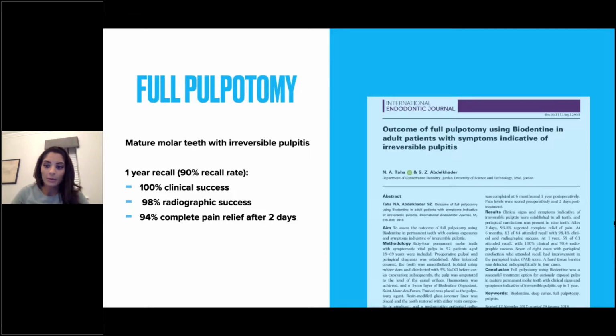But actually, the full pulpotomy procedure has also more recently been explored in mature molar teeth with irreversible pulpitis. And this is a study by Taha in 2018. And what they did was exactly that. They did a full pulpotomy using Biodentine in adult patients with symptoms of irreversible pulpitis. And at their 1-year recall, they had quite a good recall rate here, and they had 100% clinical success, 98% radiographic success. And these patients, obviously, are coming with quite severe pain if they've got irreversible pulpitis, and 94% of them had complete pain relief within 2 days. So the initial studies are showing very positive outcomes for the full pulpotomy procedure.